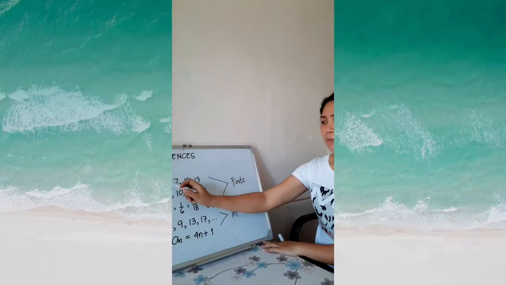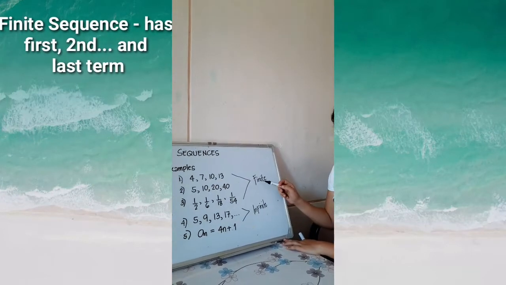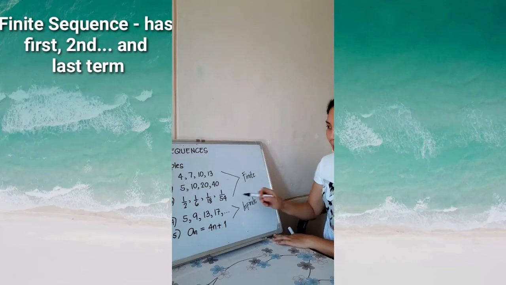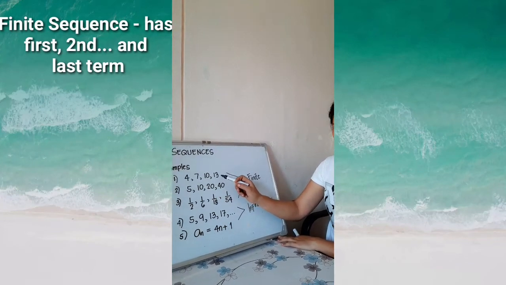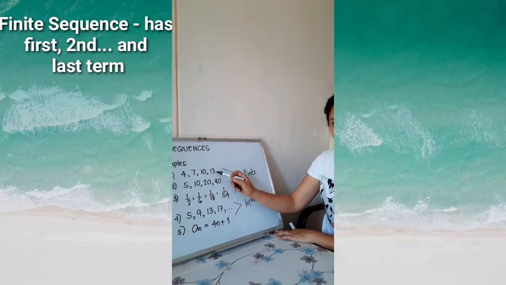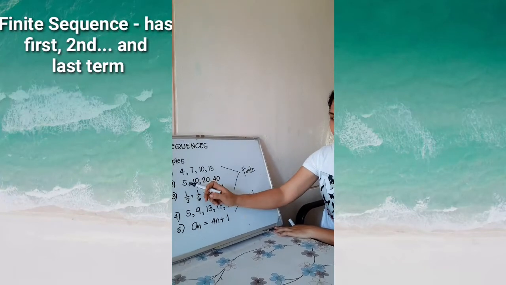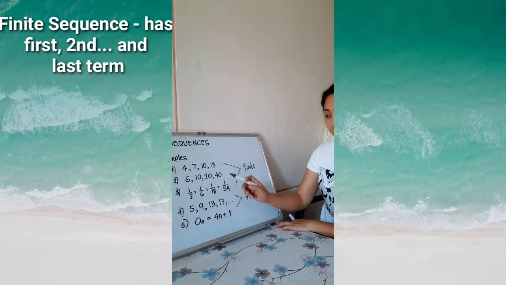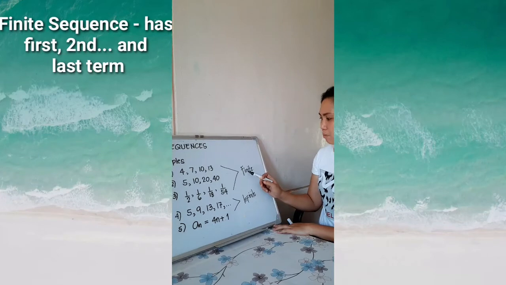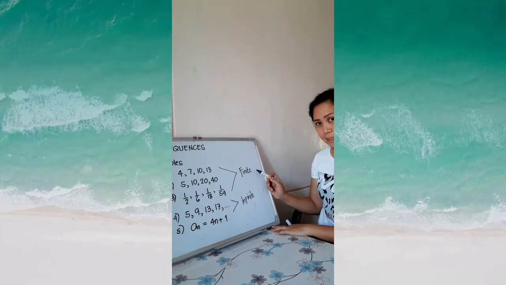Why do we call 1, 2, and 3 finite sequences? It's because each has a first term and a last term. The last term here is 13. The same with number 2, it has a first term and a last term. The same with example number 3, it has a first term and a last term. So that makes it a finite sequence.